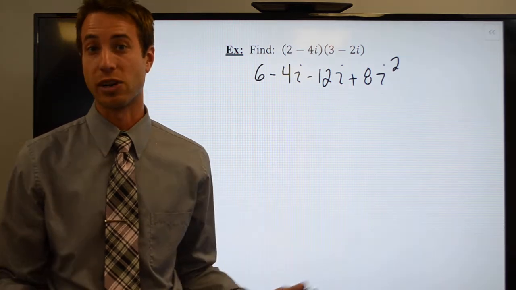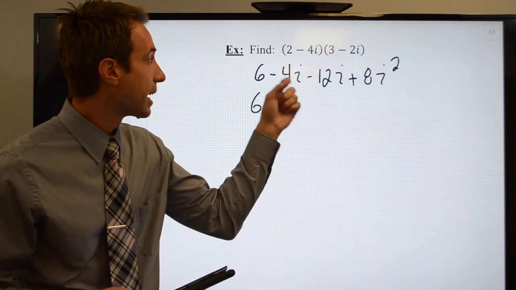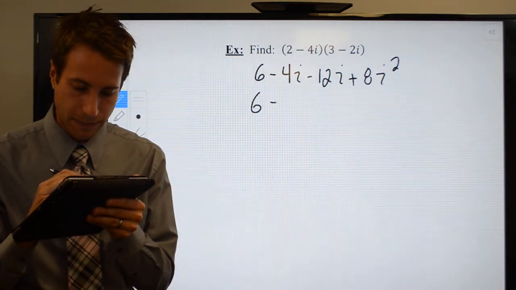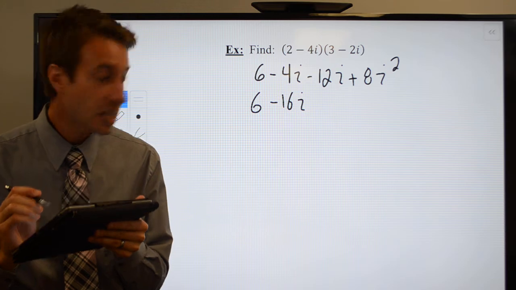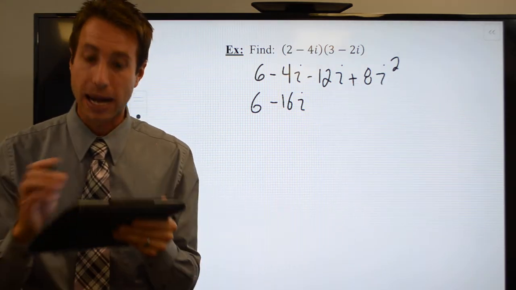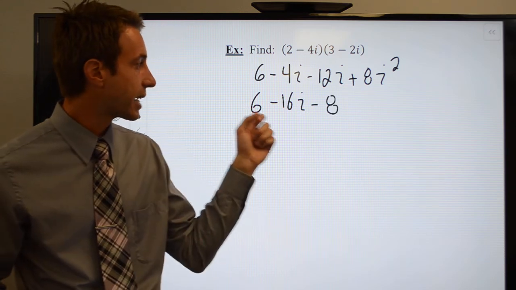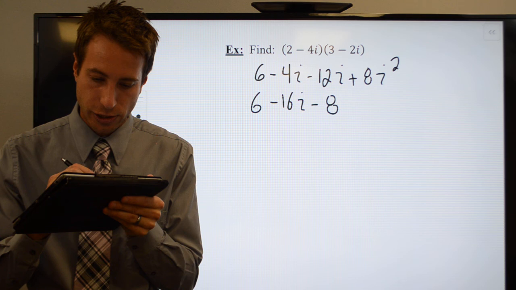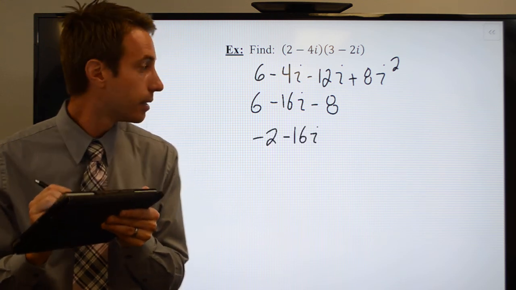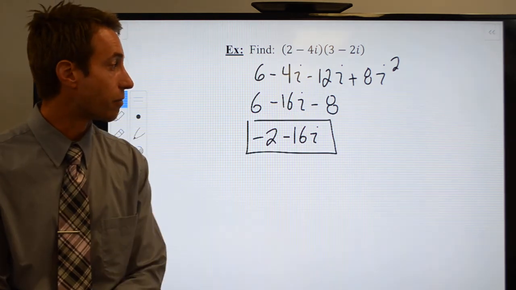But remember, i squared is a minus 1. So 6, let's see, minus 4i and minus 12i would be minus 16i. And i squared is a negative 1. Negative 1 times 8 would be a minus 8. Well, here's what I wind up with. 6 minus 8 should be a minus 2. And I have the minus 16i. That's my complex number from FOILing.